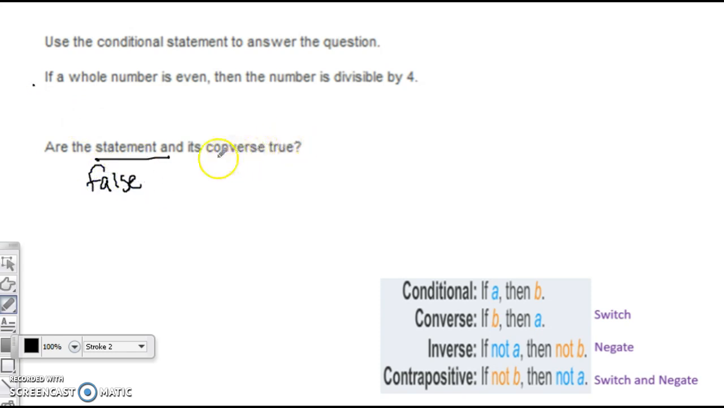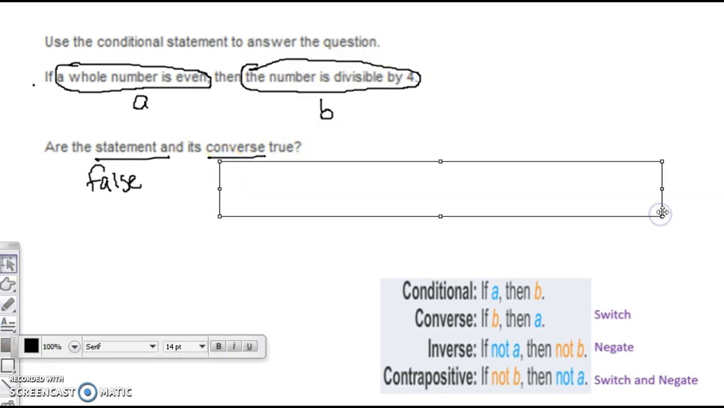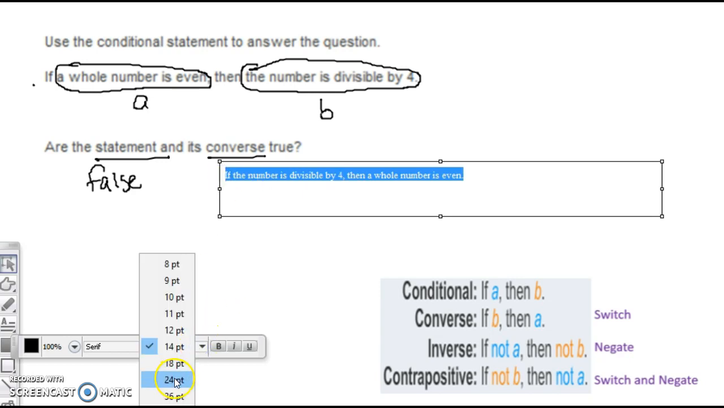All right, but we also need to go ahead and check its converse. So if we look down here, the converse says if B, then A. So I'm going to go back up here, right after the word if, up until the comma, all of that's going to be part A. Anything after the word then, up until the end, is part B. And so if I want to write the converse, I'm just going to switch the order. So if the number is divisible by 4, then a whole number is even. Okay, so I literally just took my A and B and I switched the order. That's going to be our converse.